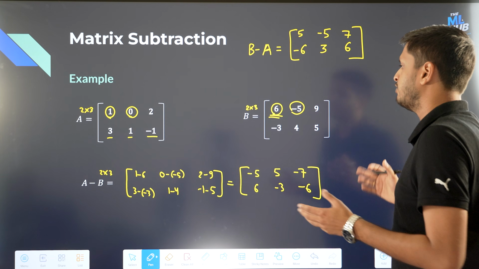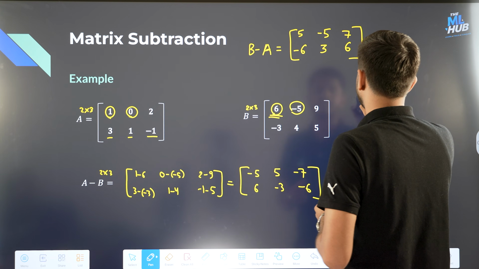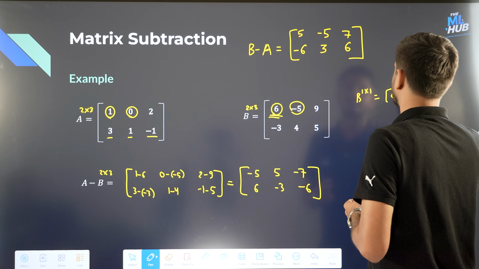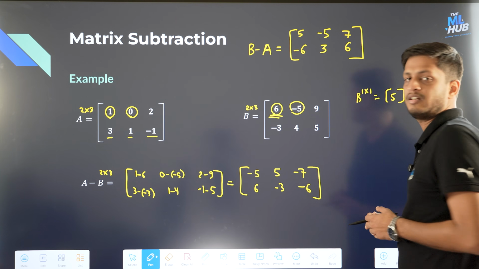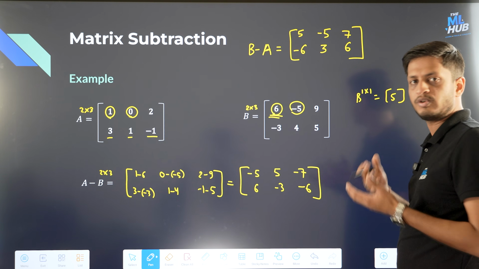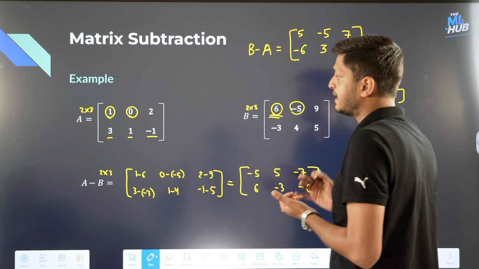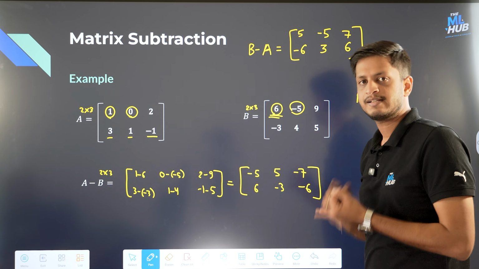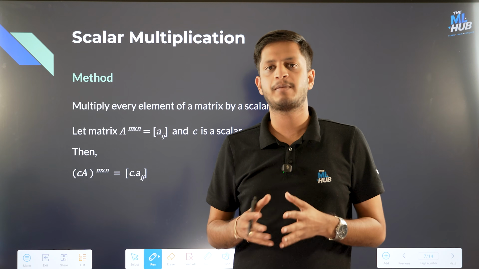Again, if the order of A and B is different, let's say B here had an order of 1 cross 1, just a single element 5, then since A and B have different order, you cannot compute subtraction or even addition. So the criteria should match. You can add or subtract matrices only if their order is same. Okay, now let's look at scalar multiplication.